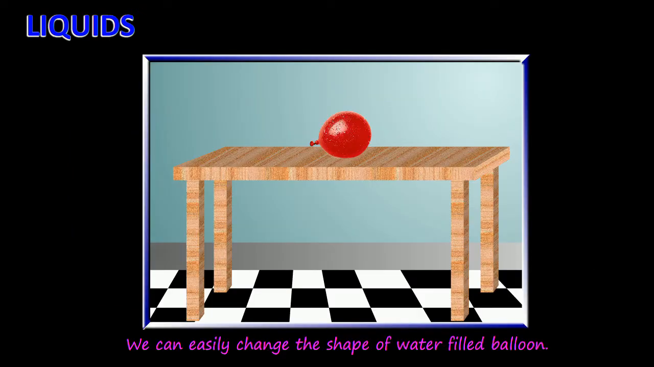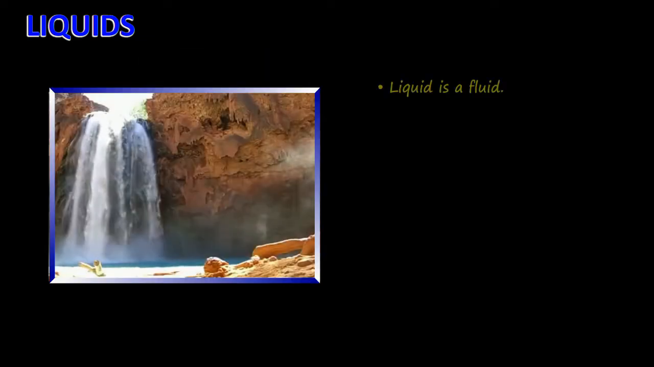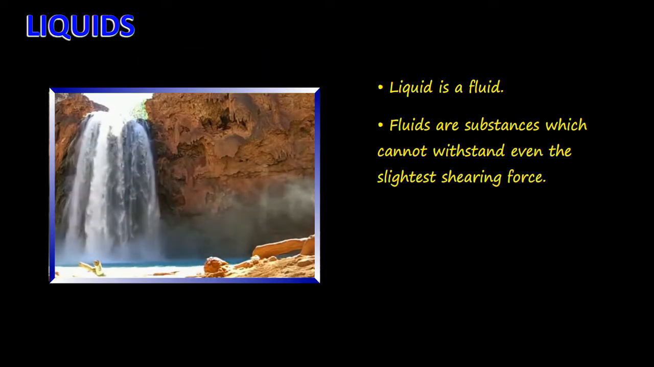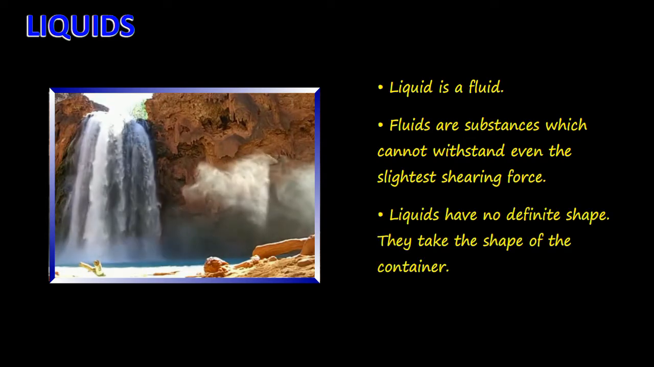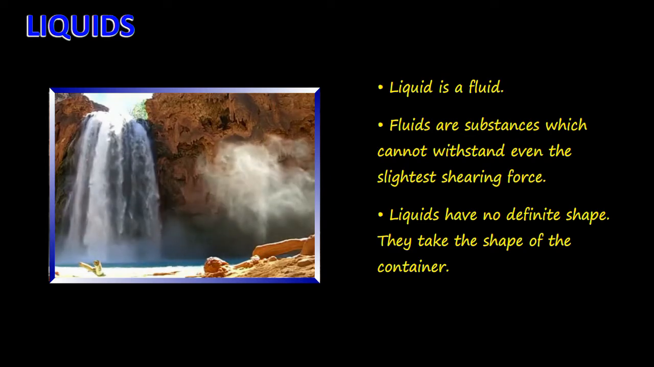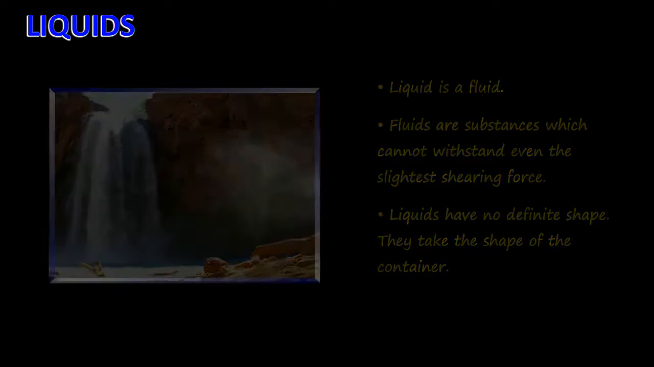However, liquids are not rigid, so they cannot withstand even the slightest shearing force. One can easily apply pressure and change the shape of a water-filled balloon. The matter which is not rigid is called a fluid, and fluids are substances which can flow and cannot withstand even the slightest shearing force. That is the reason why liquids have no definite shape. They take the shape of the container.